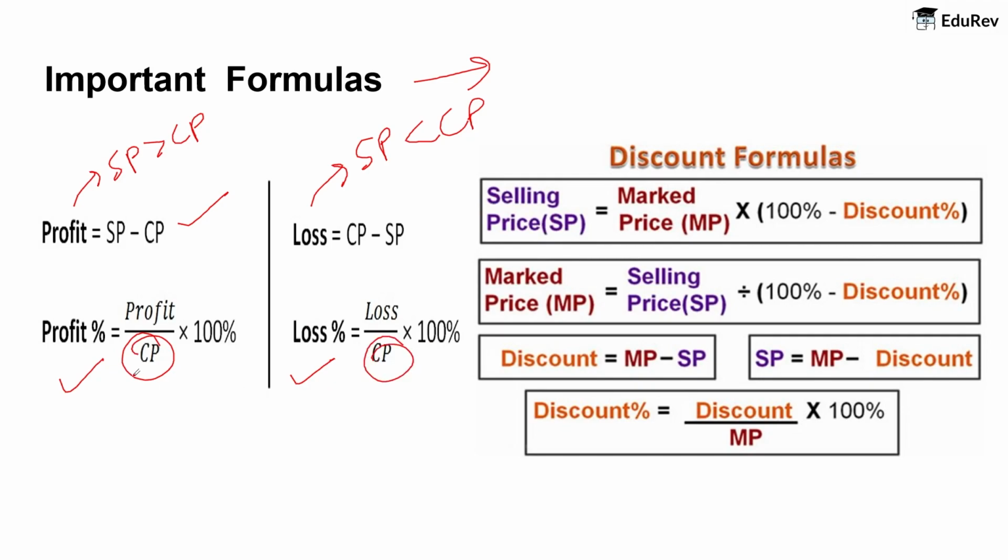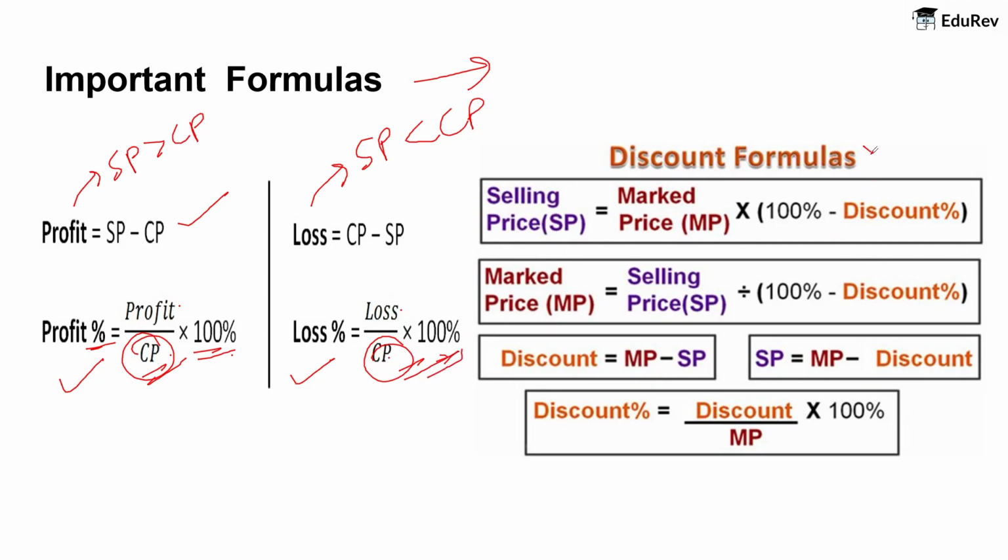So that is why you can see in the denominator, you have the cost price in both. Either it be profit percentage or it be loss percentage. For profit percentage, you will do profit upon CP into 100, obviously, because we are talking about the percentage. And for loss percentage, you will do loss upon CP into 100.